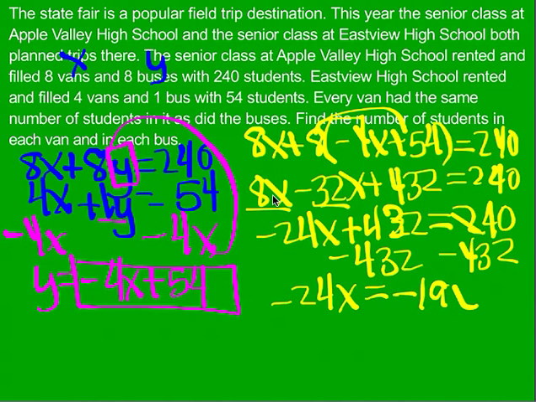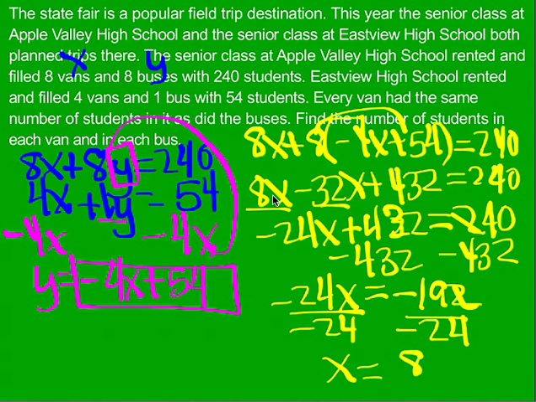So at first I'm like, oh no, I don't want to have a negative number of students. Well, thankfully, I'm going to be dividing both sides by a negative, and that's going to make my answer positive. So when I divide that out, negative 192 divided by negative 24 is going to give me 8. So that means there's going to be 8 students. I'm just going to go ahead and abbreviate because that did not spell out well.